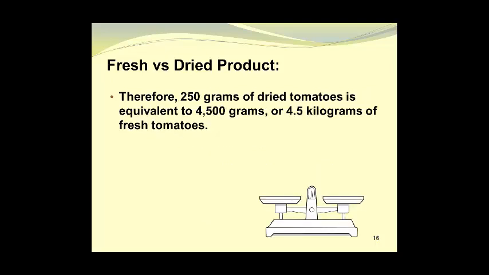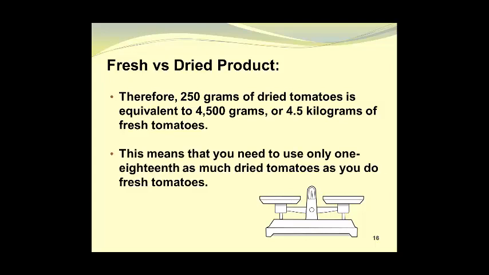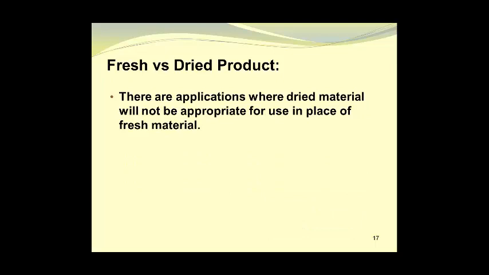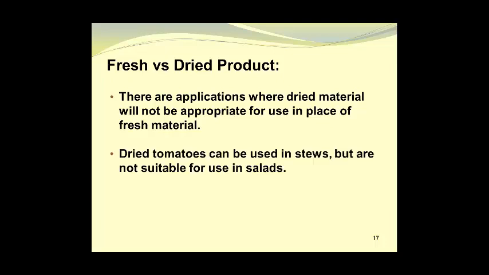Therefore, 250 grams of dried tomatoes is equivalent to 4,500 grams, or 4.5 kilograms, of fresh tomatoes. This means that you need to use only 1/18 as much dried tomatoes as you do fresh tomatoes. And of course, this depends on the end use. There are applications where dried material will not be appropriate for use in place of fresh material. Dried tomatoes can be used in stews, but are not suitable for use in most salads.